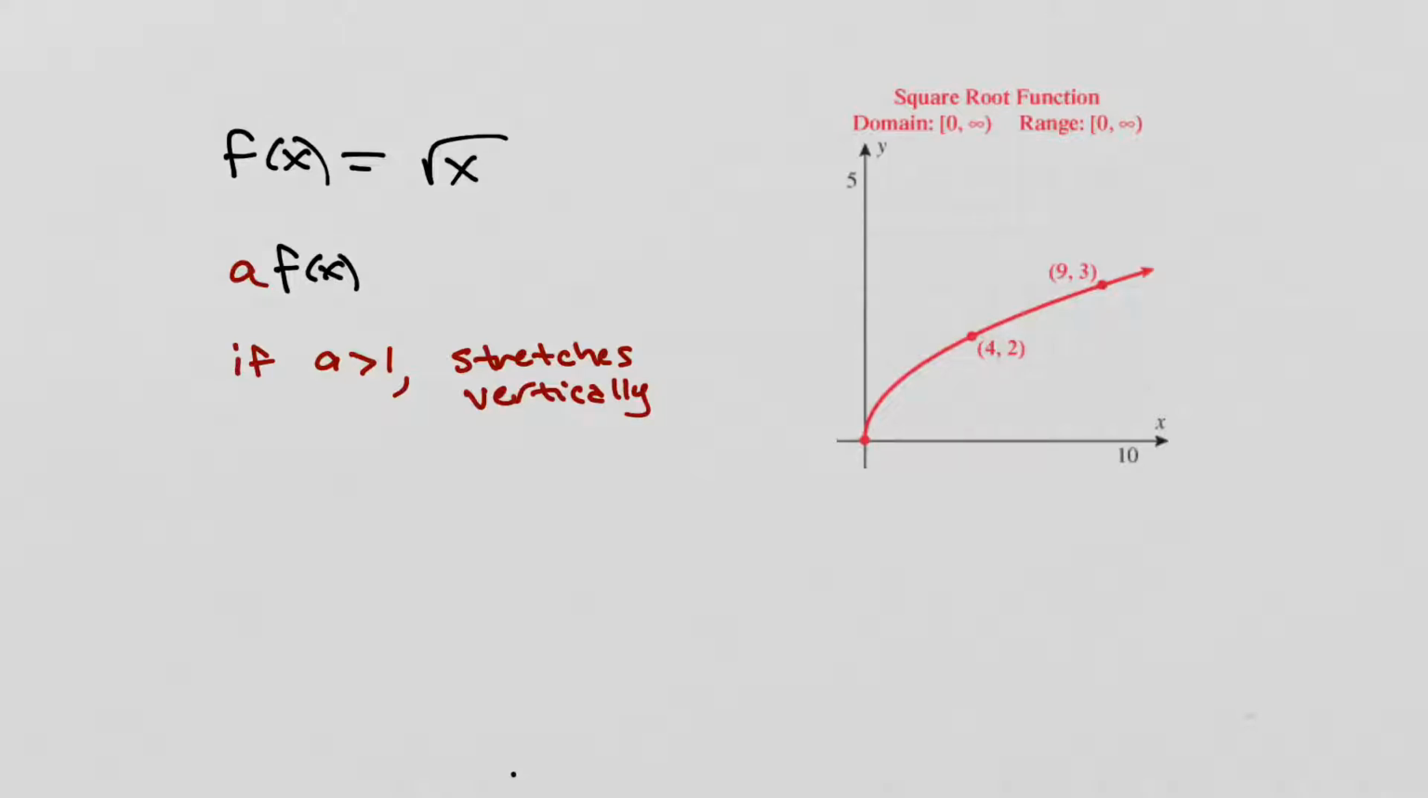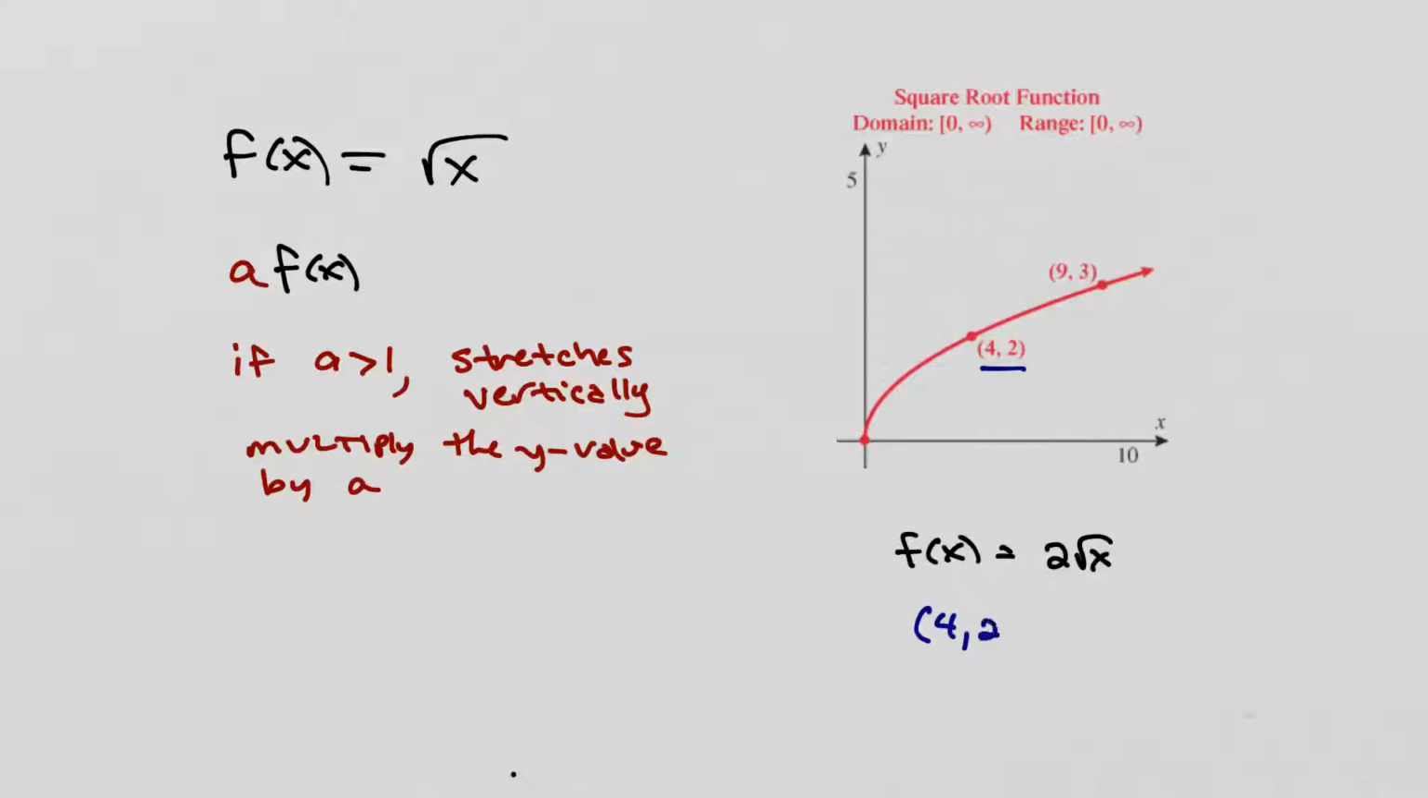In other words, it'll make it bigger. Right? So, for example, this point 4,2, if I have this particular function, f of x equals 2 times the square root of x, what I'm going to do is multiply the y value by a, whatever number that happens to be. So in this particular problem, this point 4,2, I will multiply the y value by 2, so 4,2 will get stretched out to the point 4,4. So 4,2 becomes 4,4, right up there.